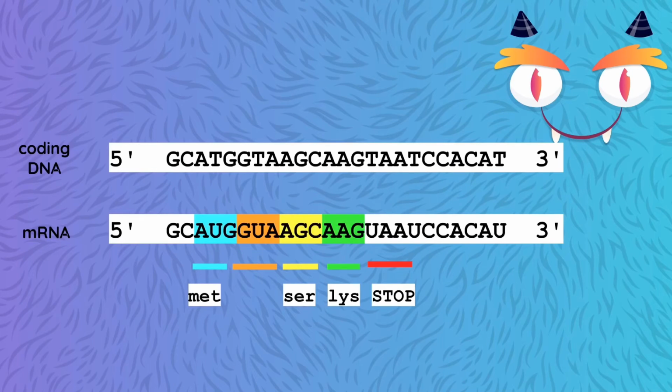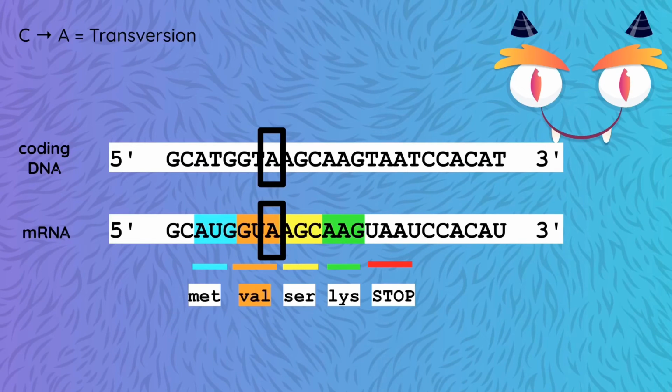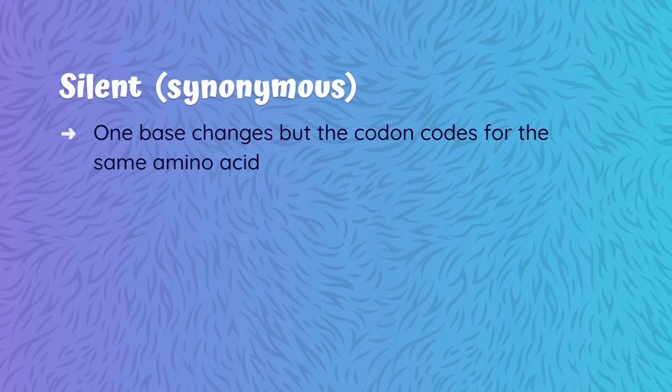The next monster has a C to A transversion where the codon usually codes for valine. We see that even with this mutation, the amino acid is still valine. When there is a base change but the amino acid remains the same, it's called a silent mutation.